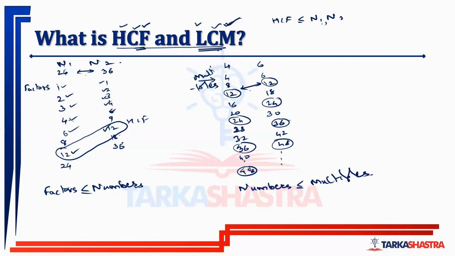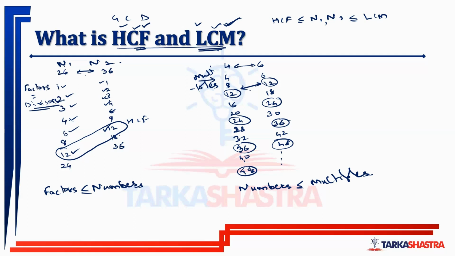Now, HCF is generally smaller than the numbers. LCM is generally greater than the numbers. If you observe, LCM 12 is greater than 4 and 6. I hope you have understood what HCF and LCM are. HCF is sometimes known as greatest common divisor. So factors and divisors are one and the same thing. This is what we have understood about HCF and LCM.